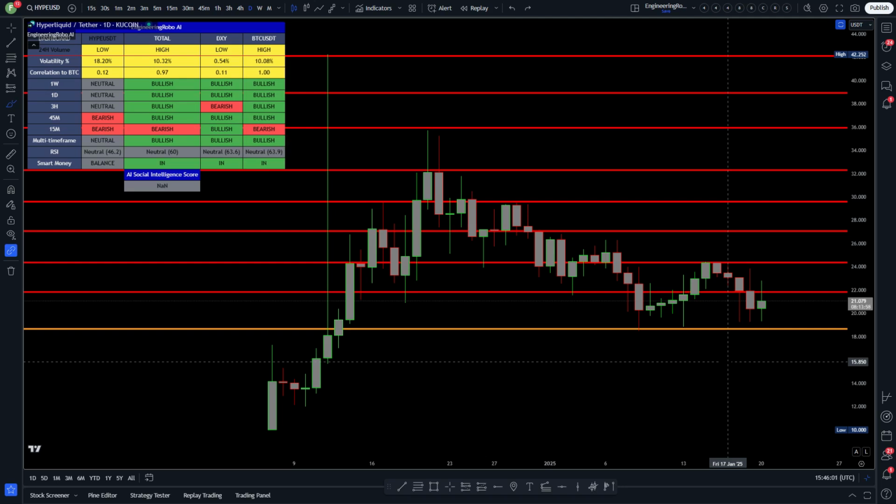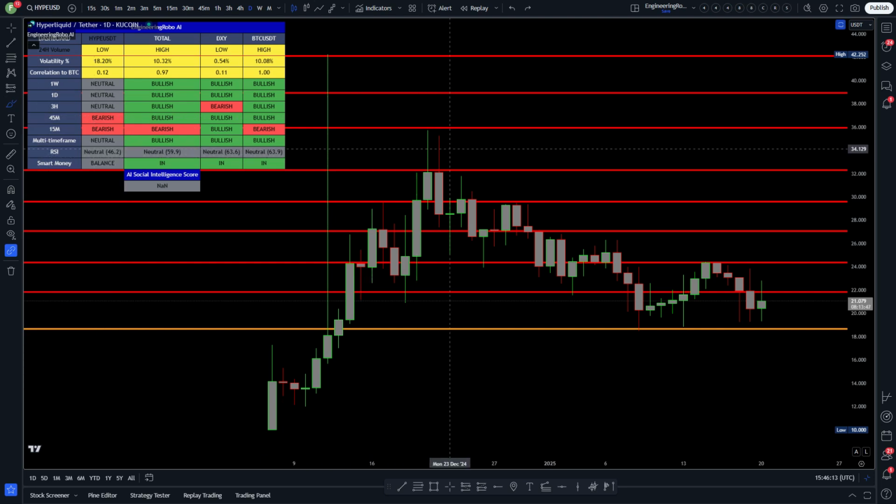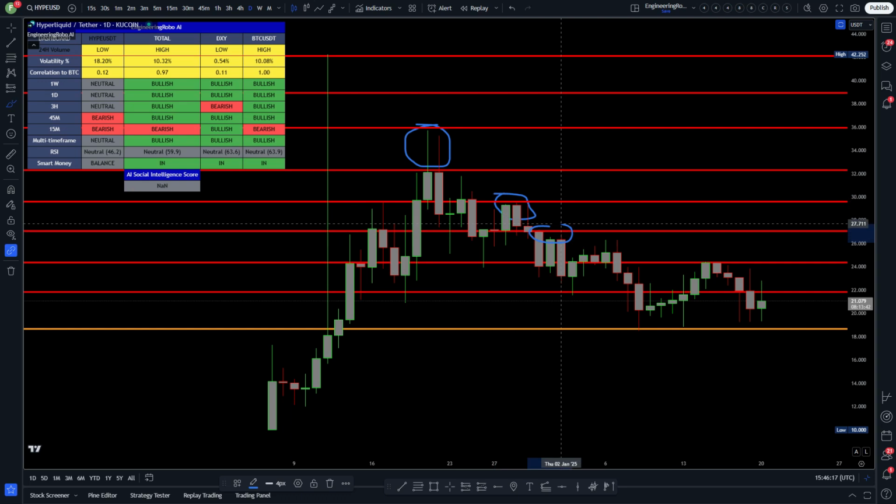This time we are looking at Hyperliquid, another popular coin for big profits. We're on the daily time frame, trying to understand what EngineeringRobo is telling us from a price action perspective. Lots of resistance in the price points that I'm highlighting.